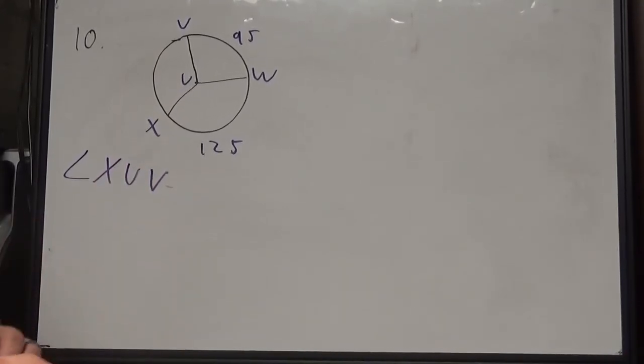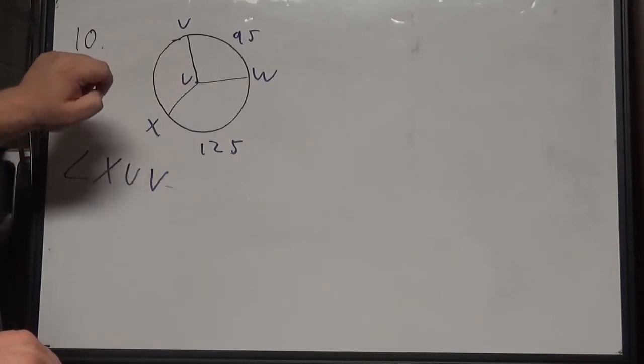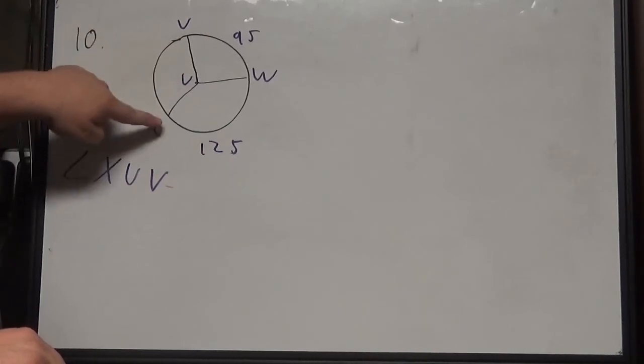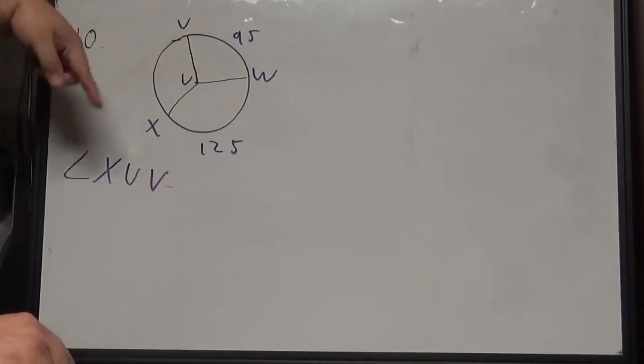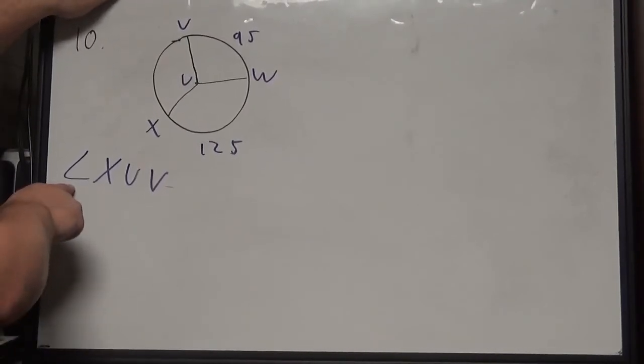So this time it wants us to find an angle XUV. Now, this is your U. I see how I drew it, kind of looks like a V, but that's a U. Now, obviously, we don't have a U on the outside because this is an angle this time. That symbol means angle.